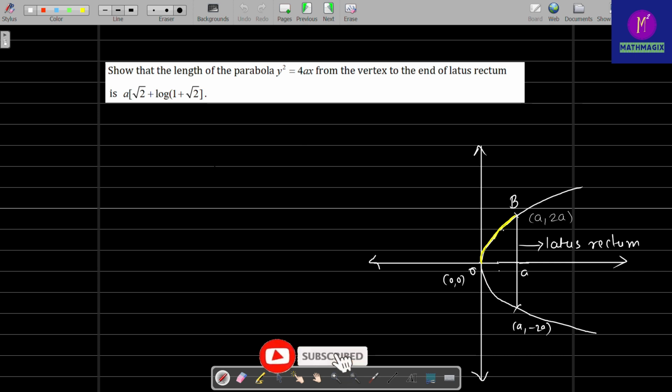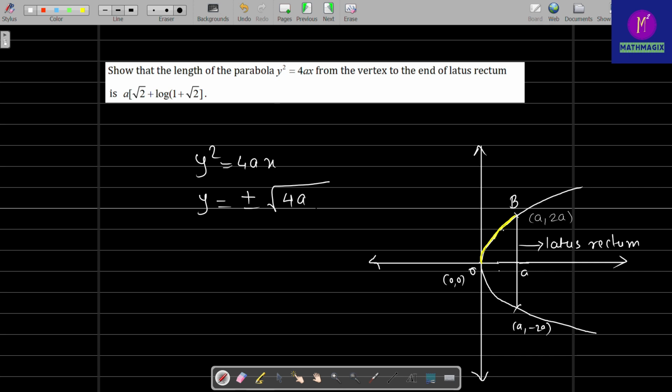So first of all, y square equal to 4ax, we need to draw this parabola. As we know, we can write this as y equal to plus minus square root of 4ax. So for any positive value of x, we will always get two values of y. So this is the shape of a parabola. It is symmetric along the x-axis clearly.